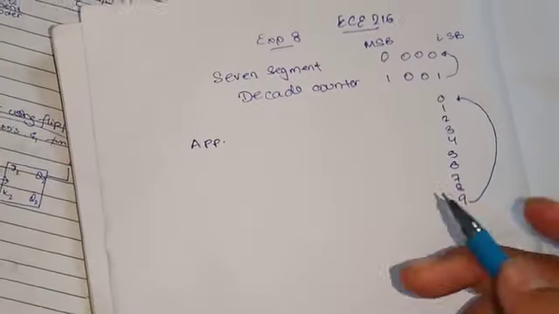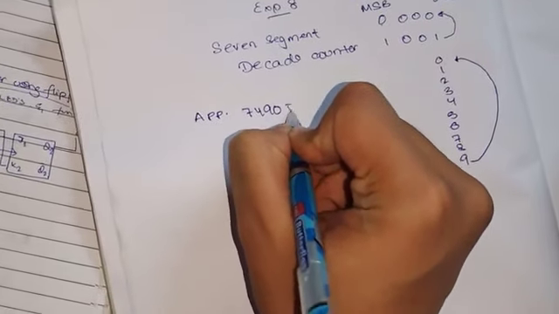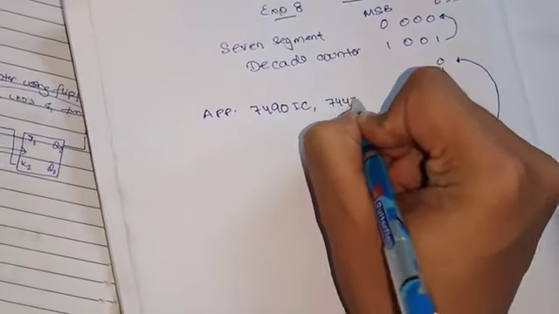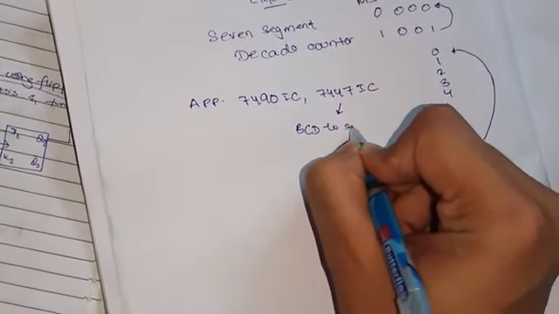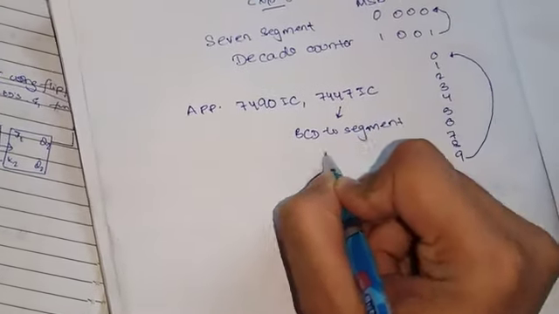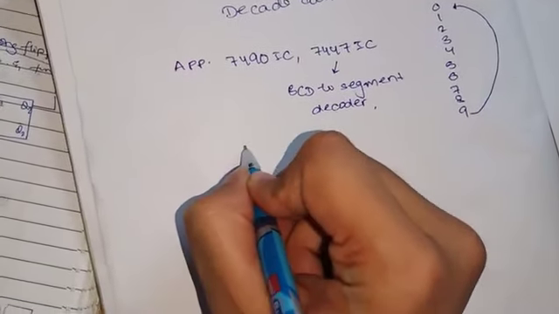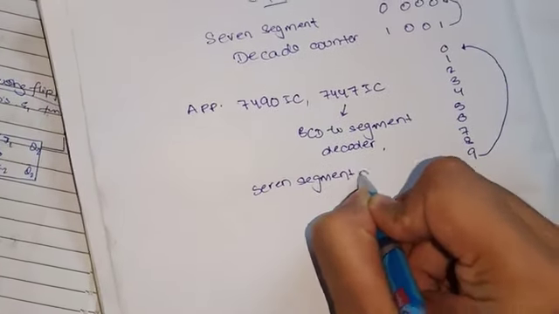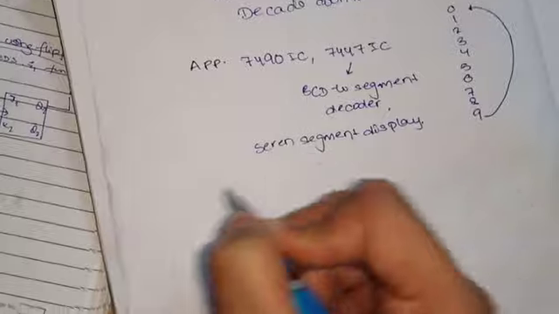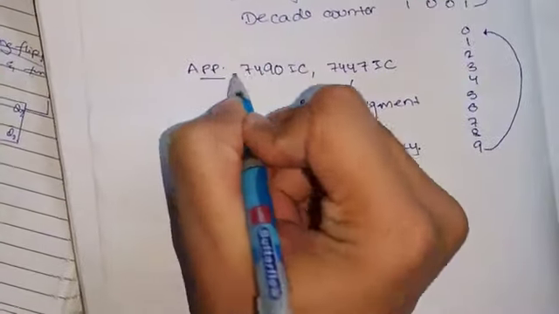Now the apparatus required are, first, your 7490 IC, then your 7447 IC, which will act as a BCD to 7 segment decoder, and then your 7 segment display. Now in the practical exam they will ask you to write the aim, then the apparatus required.